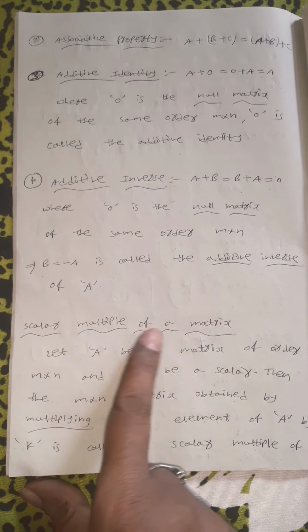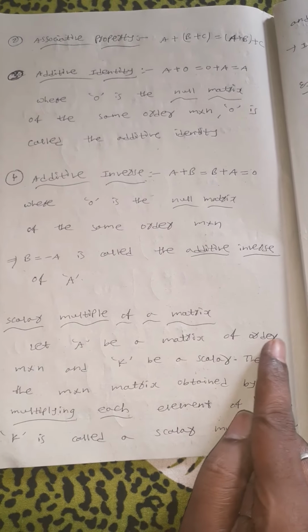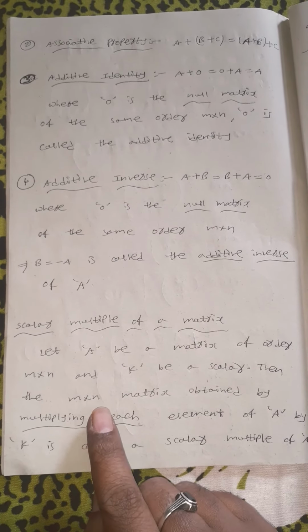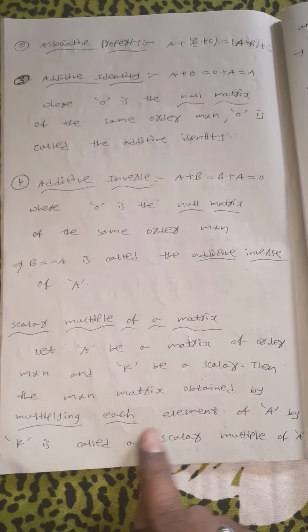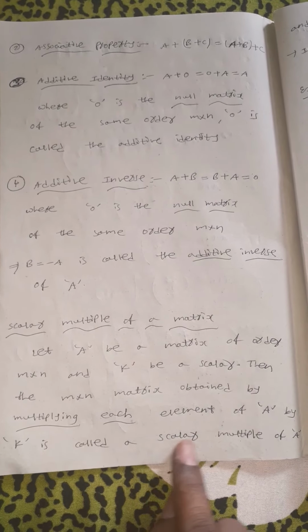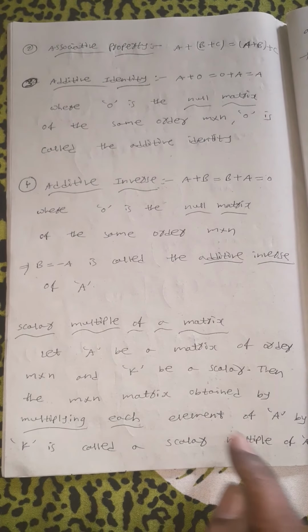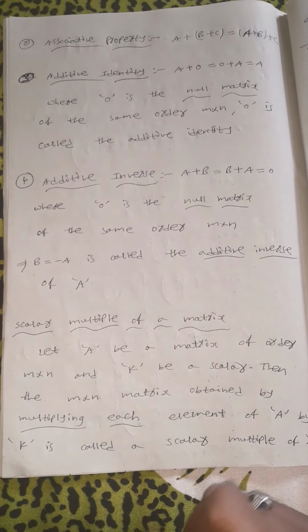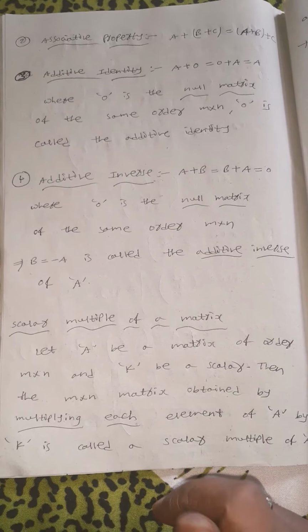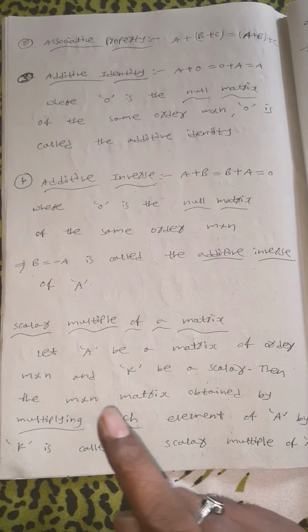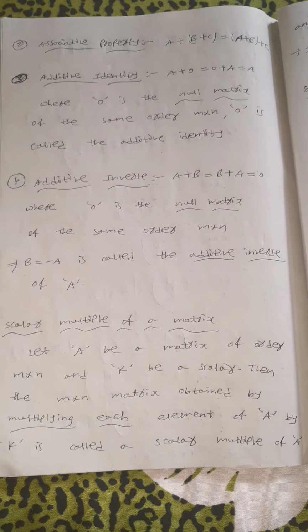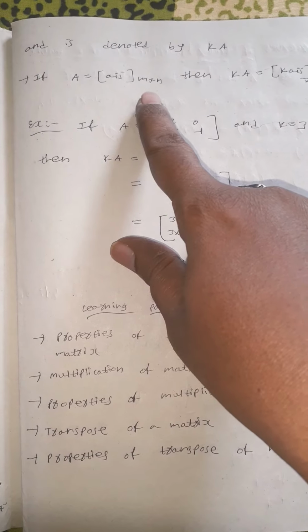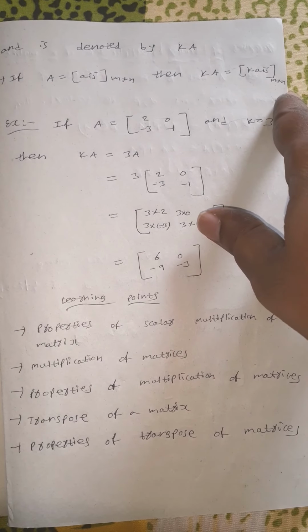Next, scalar multiple of a matrix. Let A be a matrix of order m by n and k be a scalar. Then the m by n matrix obtained by multiplying each element of A by k is called the scalar multiple of A. So whatever number you are multiplying with k, for a given matrix, if you are multiplying with 2, it means 2, 3 means 3, 5 means 5. That multiple is known as the scalar multiple of matrix A and it is denoted by kA. So if A is equal to [aij] m by n, then kA is equal to [k aij] m by n.